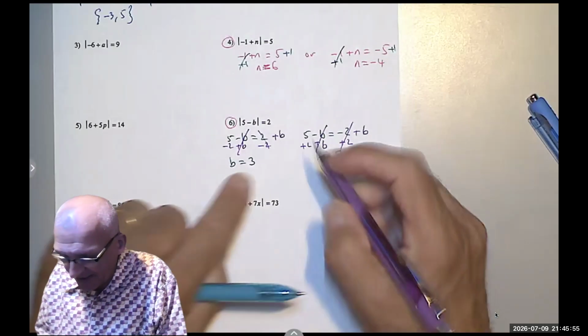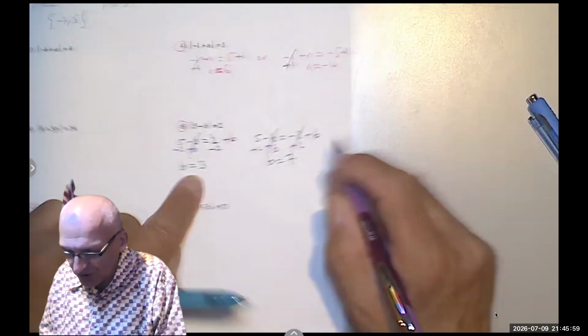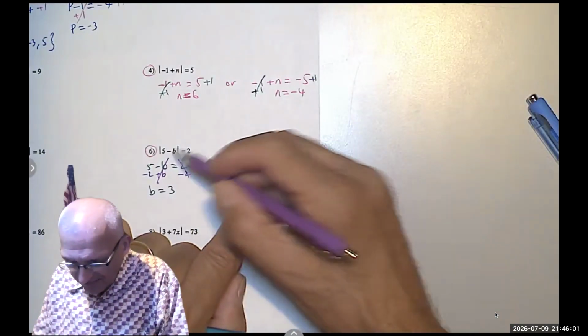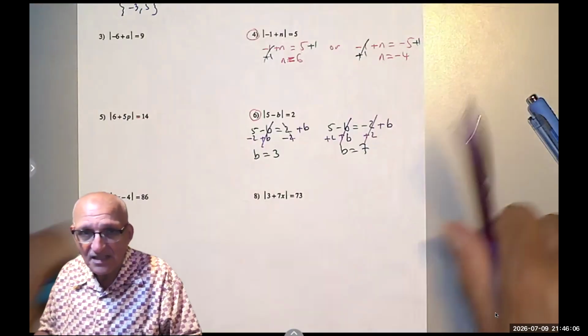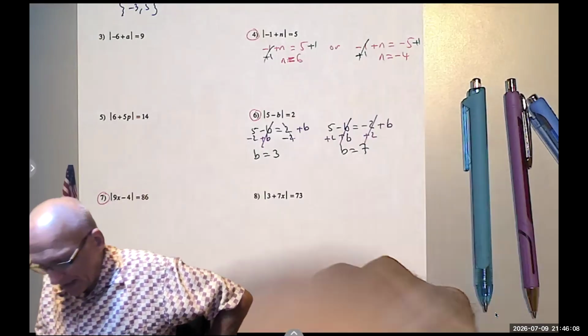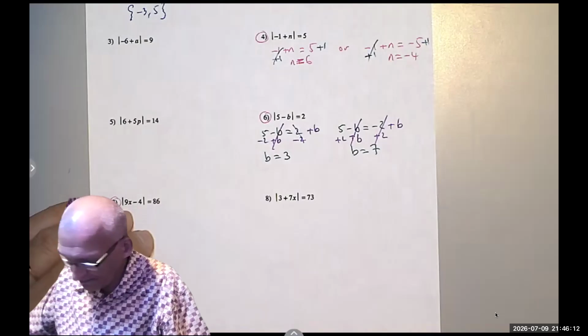And you can check your answer. For example, you can say, okay, if this is 5 minus 3, it's 2. Yeah, the absolute value of 2 is 2. Here, if b is 7, 5 minus 7 is -2, but the absolute value of -2 is +2. So it's very easy to do. Okay, number 7, and then we go to the next page.